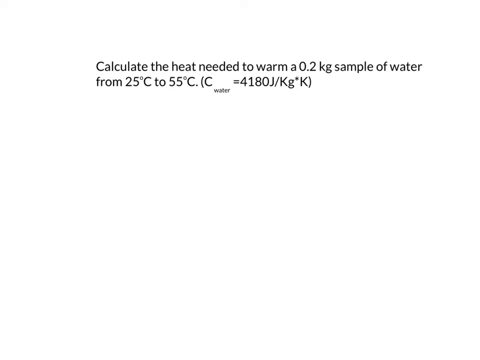So, everything you have to do is this. First, we're going to identify all the data you have. You have 0.2 kilograms, that is the mass. You got the temperatures, that is from 25 degrees Celsius to 55 degrees Celsius, and you have this specific heat. So we're going to use a formula in which we have all that information.